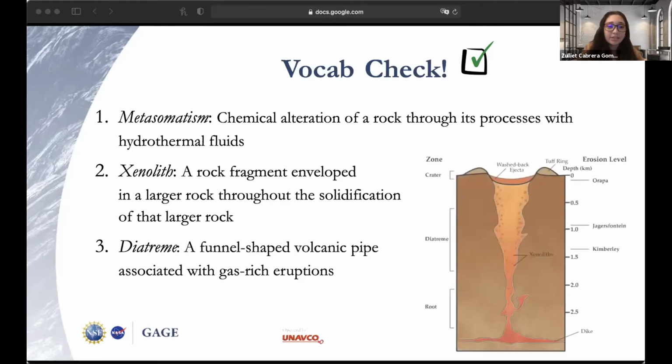And a diatreme is a funnel-shaped volcanic pipe associated with gas-rich eruptions. And this is where our xenoliths were once located. And the diagram to the right shows us what a diatreme looks like. And you can also see the location of where the xenoliths are within the volcanic pipe.